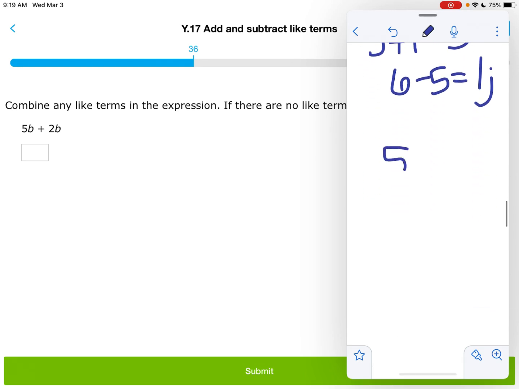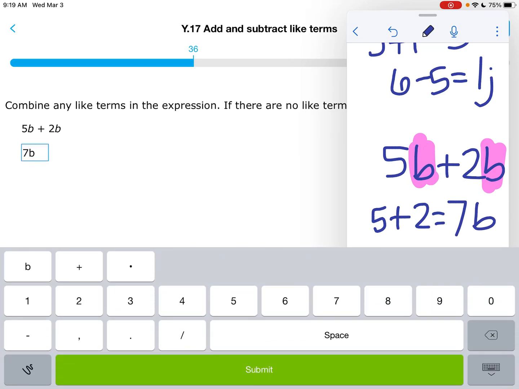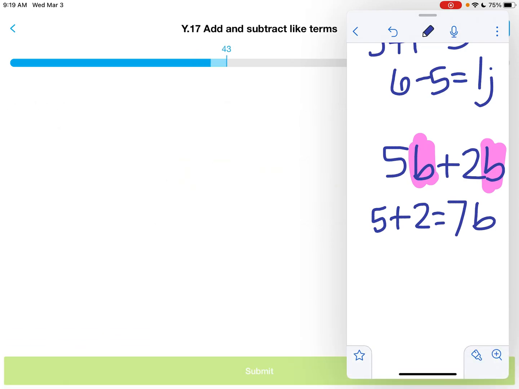Alright, and our next one, we have 5b plus 2b. Again, if you notice that our variables, they both are b's, so that means we can combine them. So we're taking 5 plus 2, which is 7, and then we put our b back on the end, 7b.